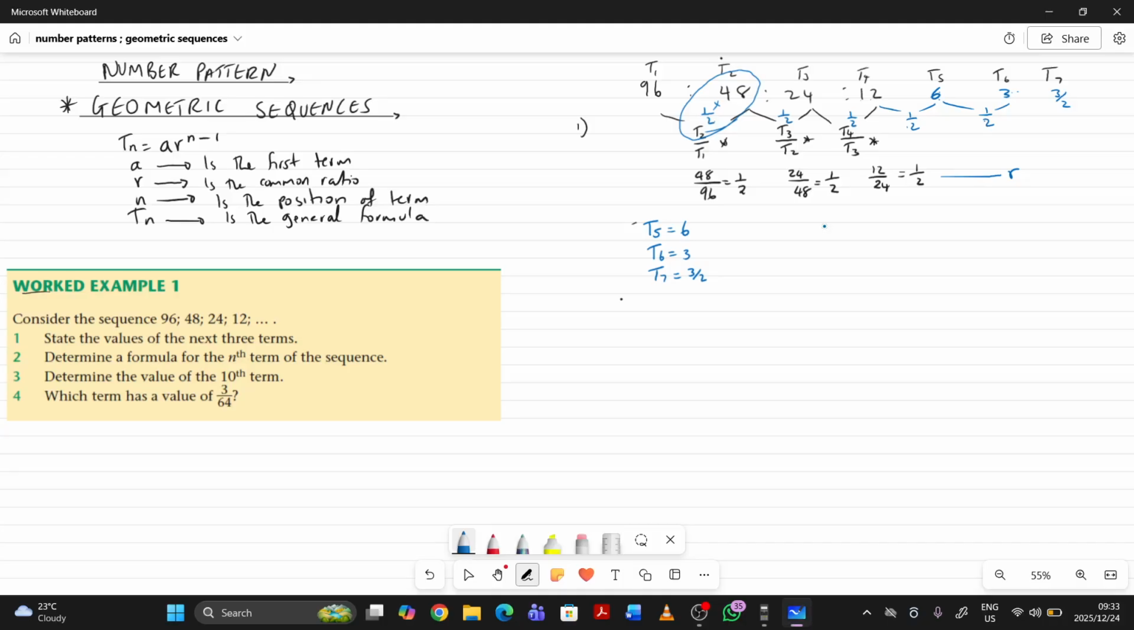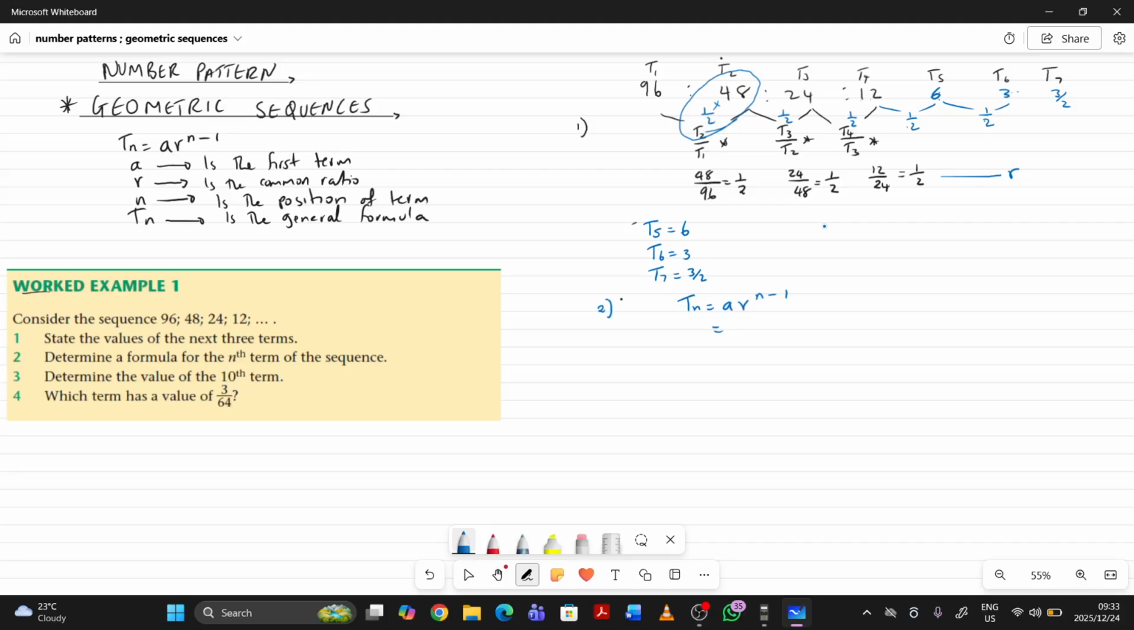Now we are going to determine the formula for the nth term of the sequence. We're going to say Tn is equal to a r to the power of n minus 1, right? So how are we going to answer that now?